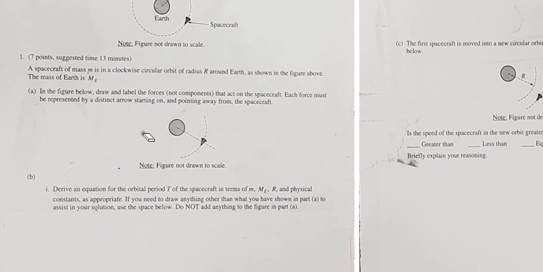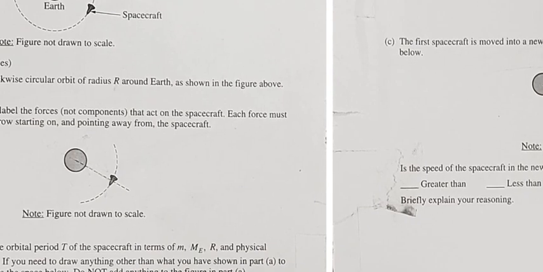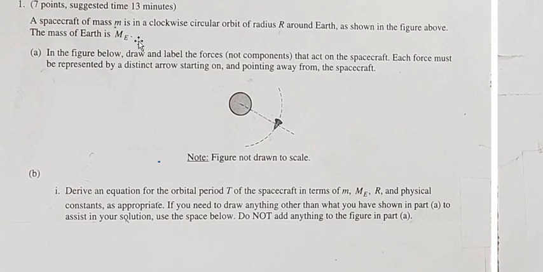All right, so this one. In the figure below, draw and label all the forces, not components, that act on the spacecraft. Each force must be represented by a distinct arrow starting on and pointing away from the spacecraft. That tells me that the spacecraft is supposed to be my center of mass dot, because that sounds just like what you're supposed to do on a free body diagram.